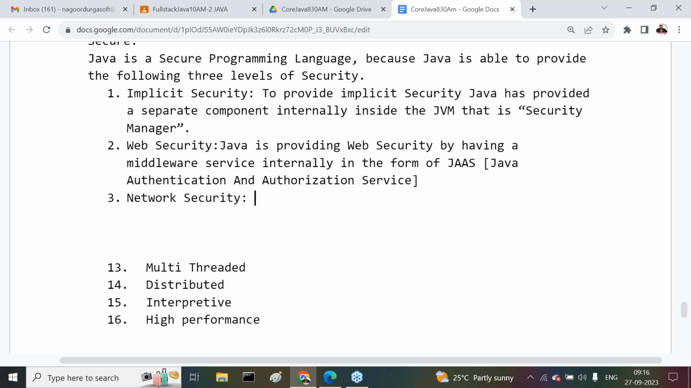Understand the point clearly, what I am telling you now. If you provide security for the data while transferring the data, then that security is called network security.